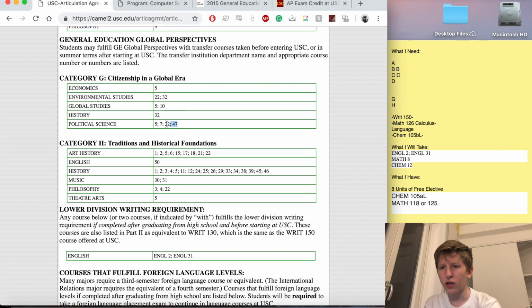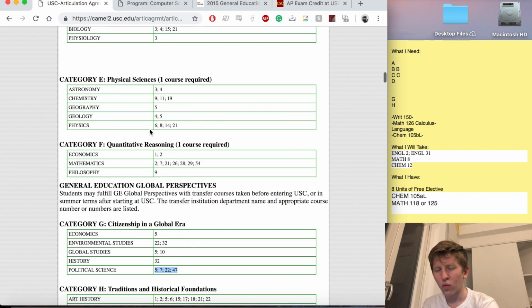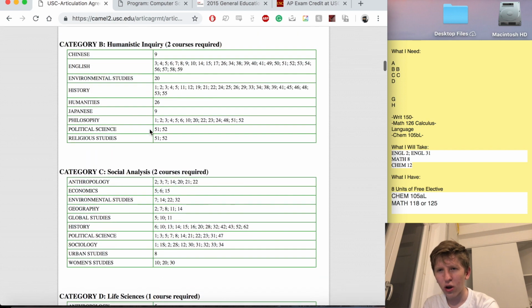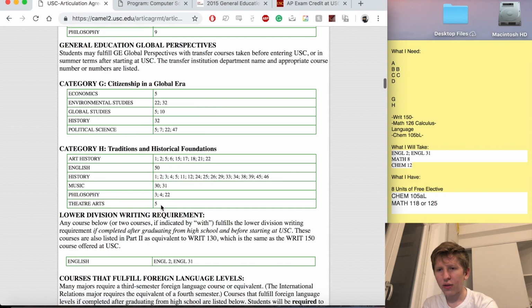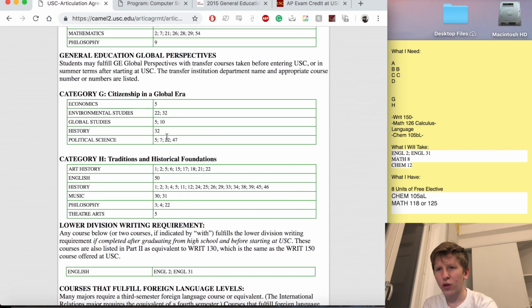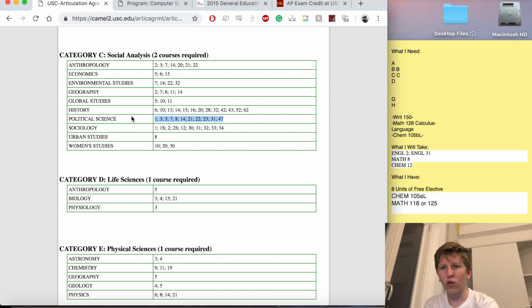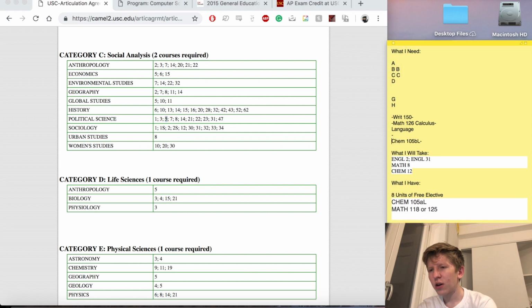So I'm gonna look at political science right here. Any of these 5, 7, 22, or 47 will give me what I'm looking for. Well, okay, here we go. Political science, 5, 7, 21, 47. So I could pick any of these, 5, 7, 22, 47, because they also fall under social analysis. I'm just gonna pick political science 5 because I don't know the difference between any of them.